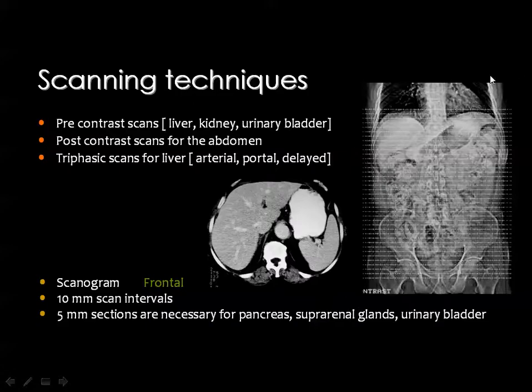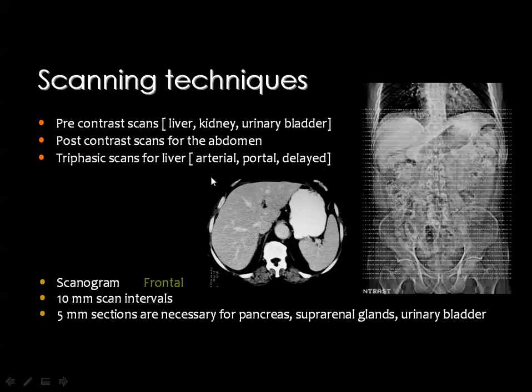Then before starting the examination and before injecting the patient with contrast, we look for the clinical data. Why we are scanning the patient, what is the organ of interest, what is the provisional diagnosis, and so on. Then if the organ of interest was one of these, the liver, the kidney, or the urinary bladder, then we should have pre-contrast scans. That's to say, we scan the abdomen before injection of contrast, then we inject the contrast, and we start scanning once more. And the pre-contrast scans are very valuable, and I will explain this in a moment.